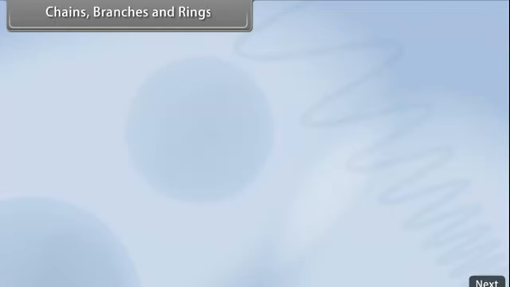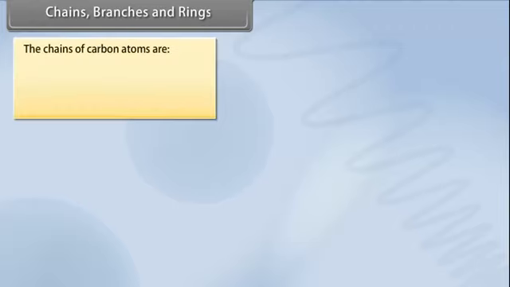Chains, branches, and rings. Many compounds contain carbon atoms and are linked with each other. The chains of carbon atoms are linear chains, branched chains, and cyclic rings.